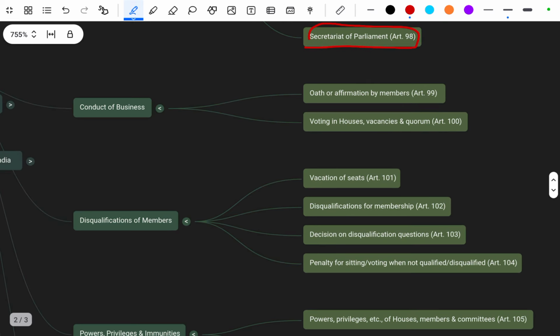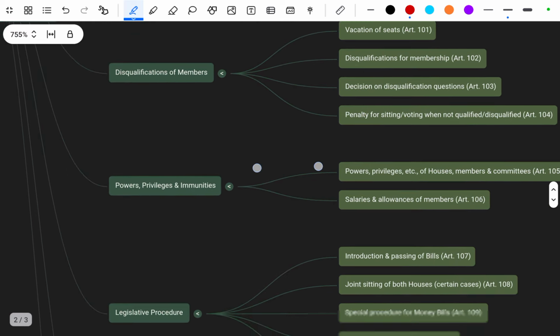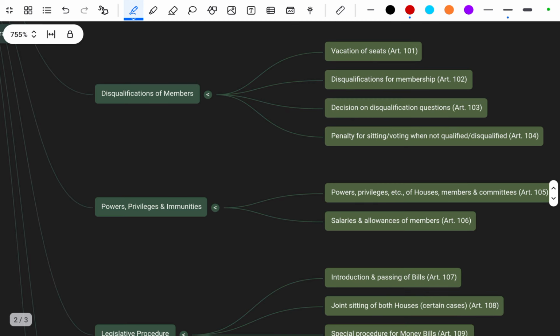So basically, oath and affirmation of members is mentioned in Article 99. Then voting in the house, house vacancies and quorum are mentioned in Article 100. Next is the disqualification of the members. Disqualification of members is mentioned in the anti-defection law, in Part 10, I think.